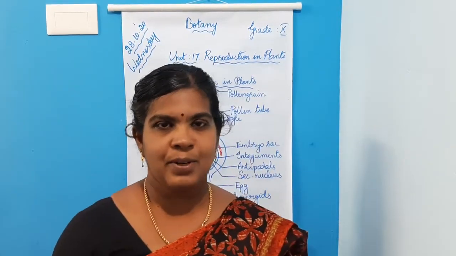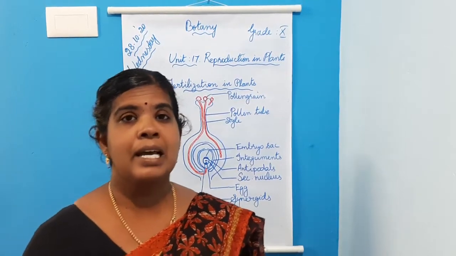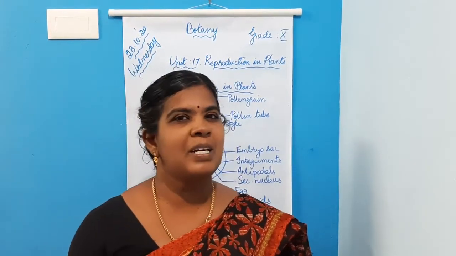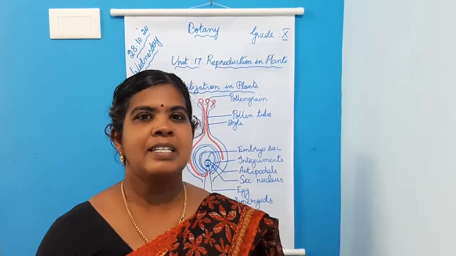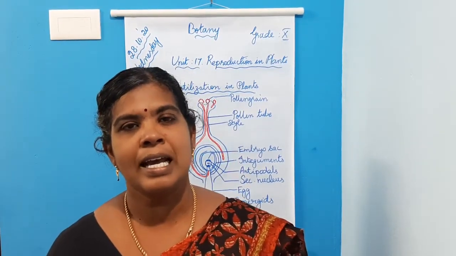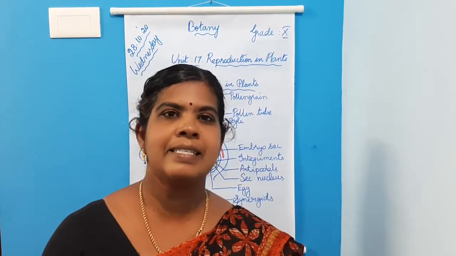Okay. What is called pollination? The transfer of pollen grain from the anther to the stigma of the flower is called pollination, isn't it? What are the two types of pollination? Self-pollination and cross-pollination. Self-pollination is also called autogamy and cross-pollination is also called allogamy. You learnt about the advantages and disadvantages of both, isn't it?